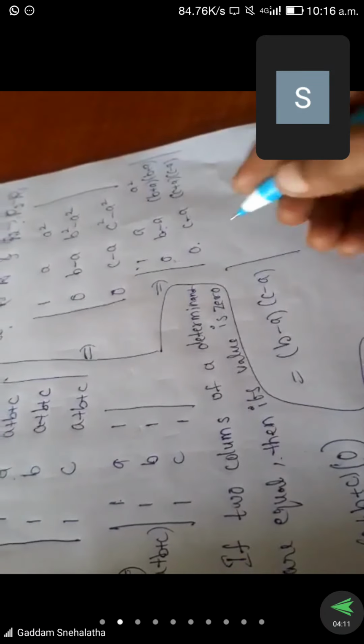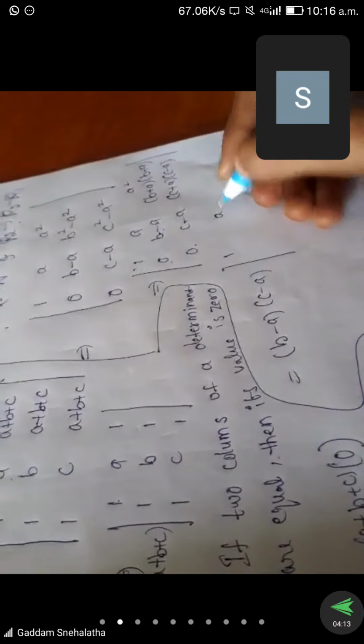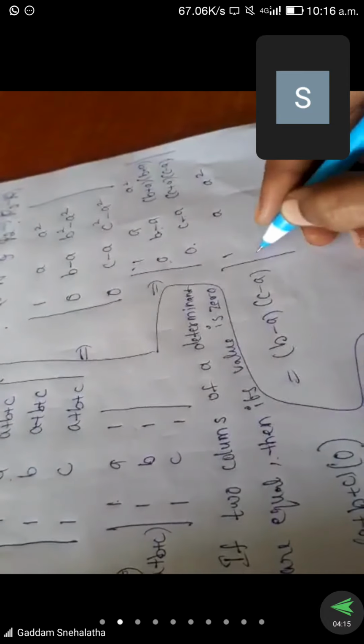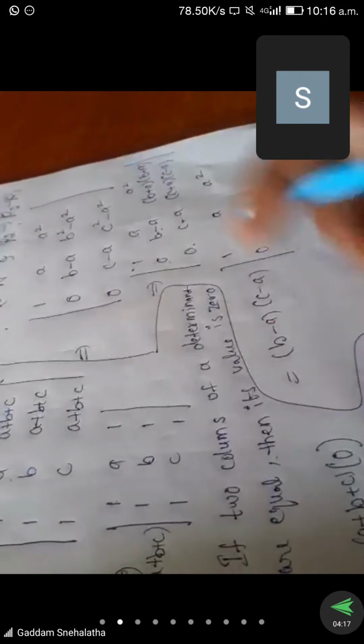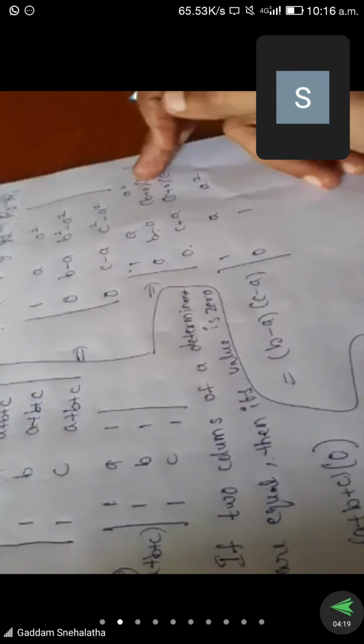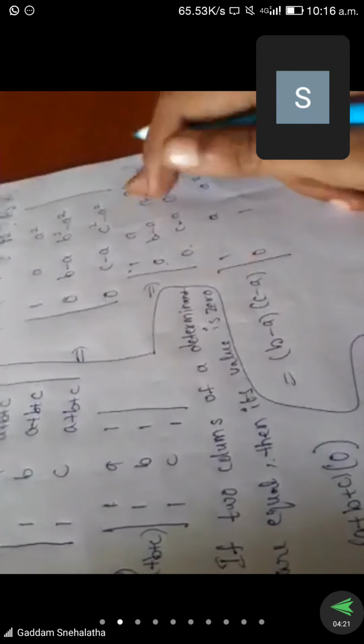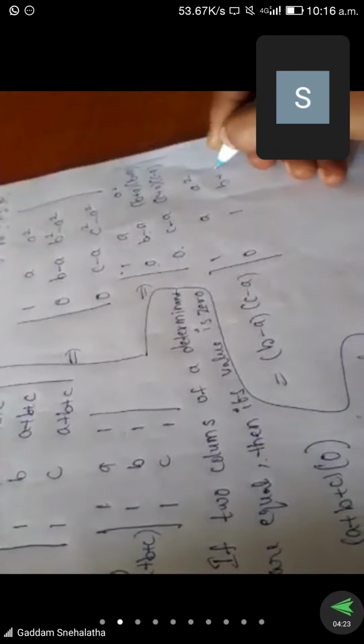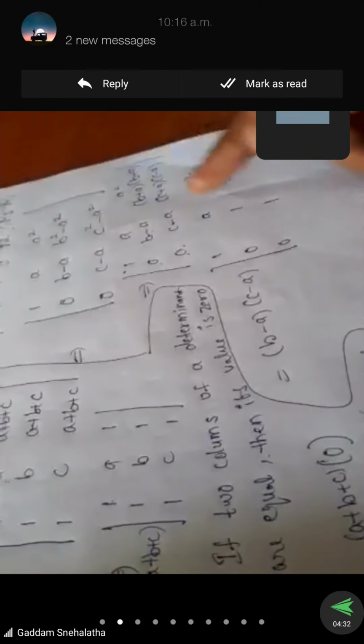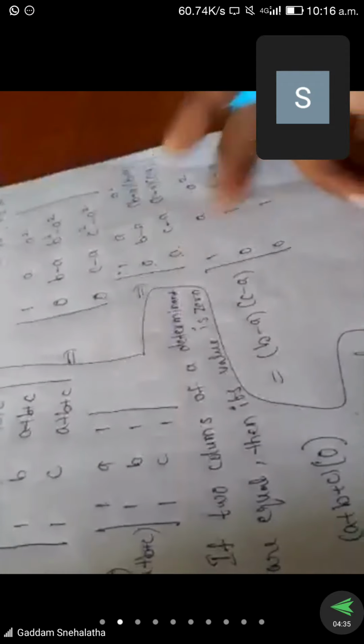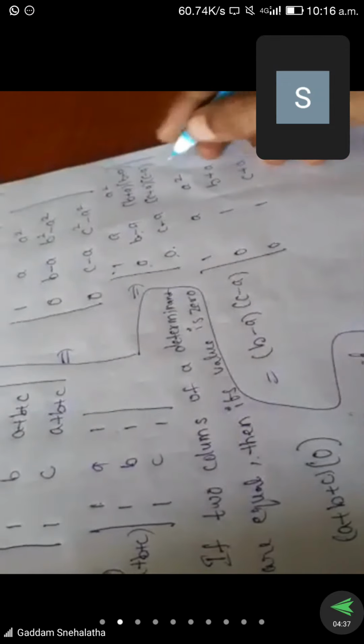So what are the remaining? 1 a square, 0. So b minus a is already common. 1, here b minus a is already common, remaining we have here b plus a. So next 0. So c minus a is common already, so remaining we have here 1. In this also c minus a is already common, remaining we have here c plus a.